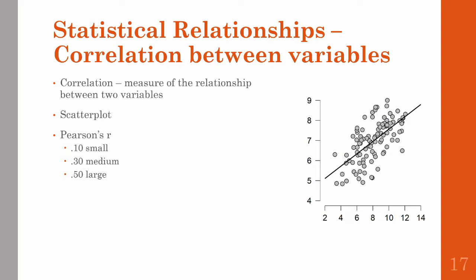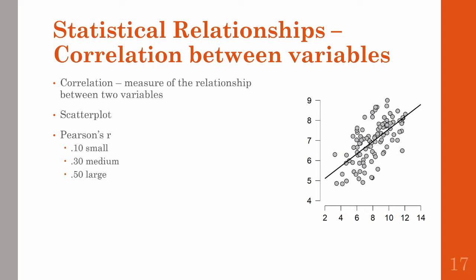Like with Cohen's d, we also have guidelines to interpret a correlation. A correlation of 0.1 or smaller indicates a small relationship. Correlations of 0.3 are medium, and 0.5 or larger are strong relationships. And this is just mirrored whether the correlation is positive or negative.